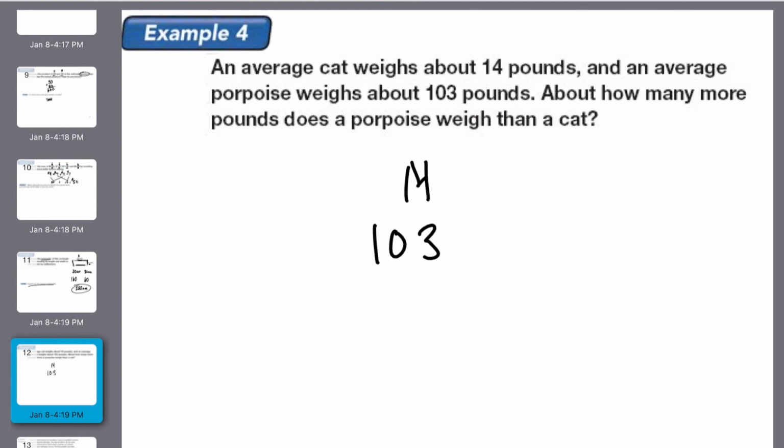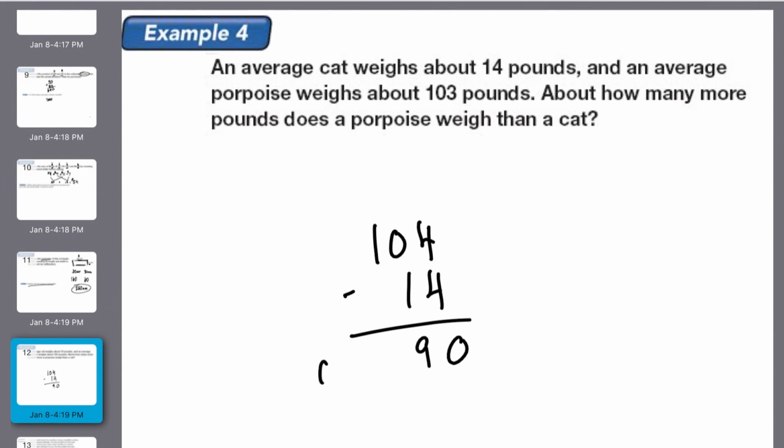So compatible numbers means I'm not necessarily rounding before I do anything. I'm just changing the numbers a little bit so that I can do the numbers in my head a little easier. So instead of 103, I'll just make it into a 104, because that's a little bit easier for me to work with. And the difference between 104 and 14 would be a lot easier for me to figure out than 103 and 14. Minus 14, 0, and then a 9, so 90, about 90.